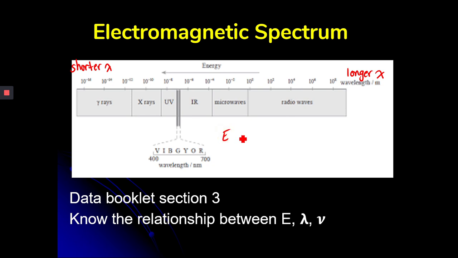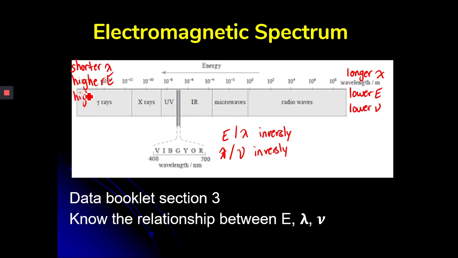Energy and wavelength are inversely related, which means the longer the wavelength, the lower the energy. The shorter the wavelength, the higher the energy. And then wavelength and frequency are also inversely related. So the longer the wavelength, the lower the frequency. The shorter the wavelength, the higher the frequency. And so energy and frequency are directly related.